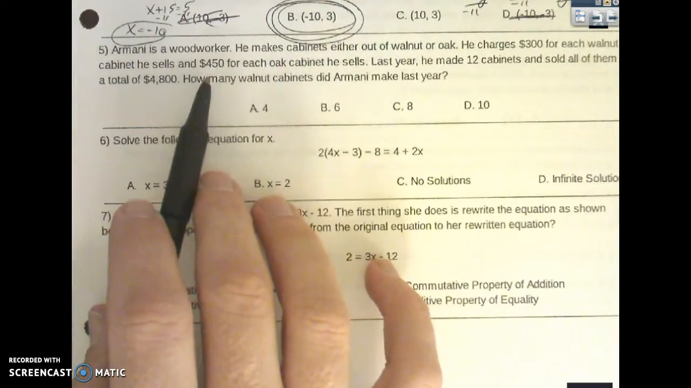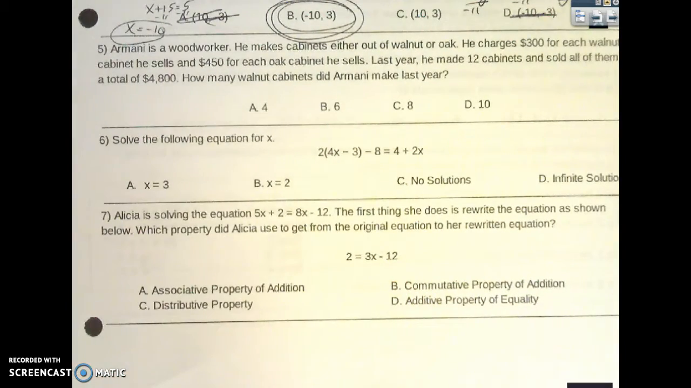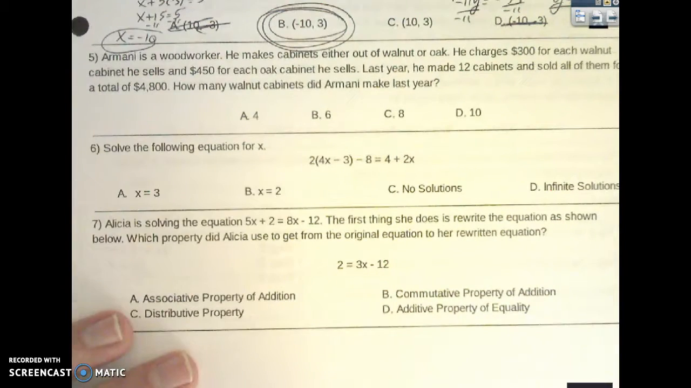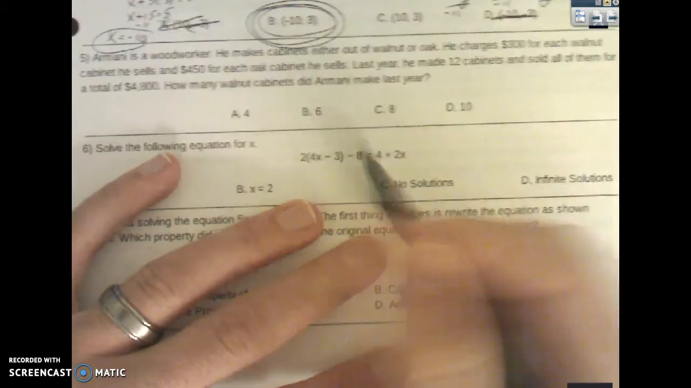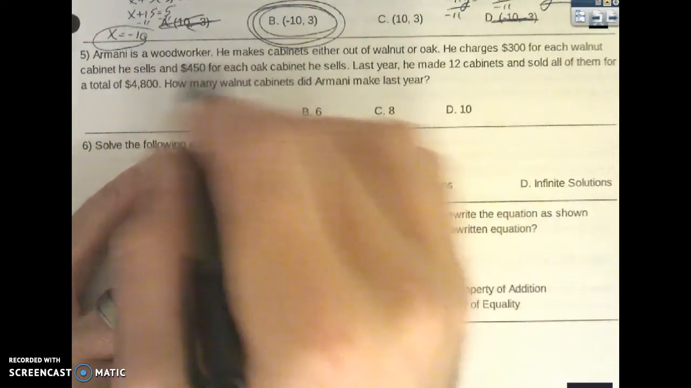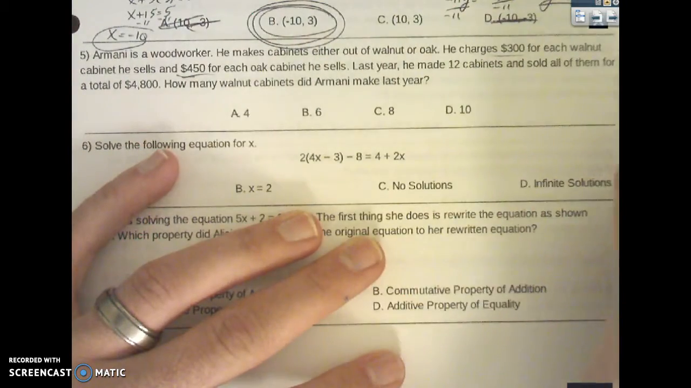Armani is a woodworker. He makes cabinets either out of walnut or oak. He charges $300 for each walnut, and he charges $450 for each oak cabinet he sells. Last year he made 12 cabinets and sold them all for a total of $4,800. How many walnut cabinets did Armani make last year? Okay, this one we have to set something up. So here are my prices.